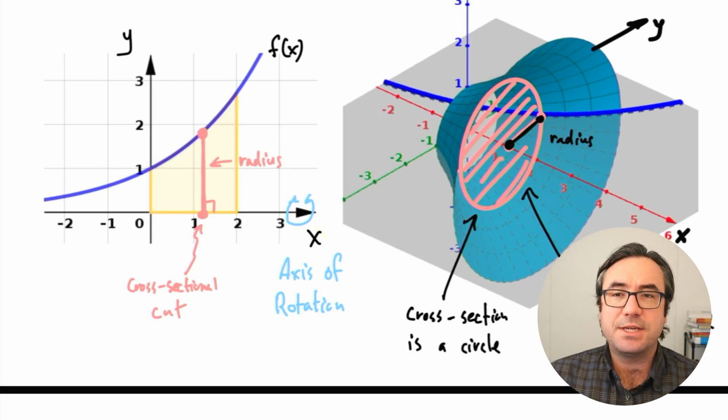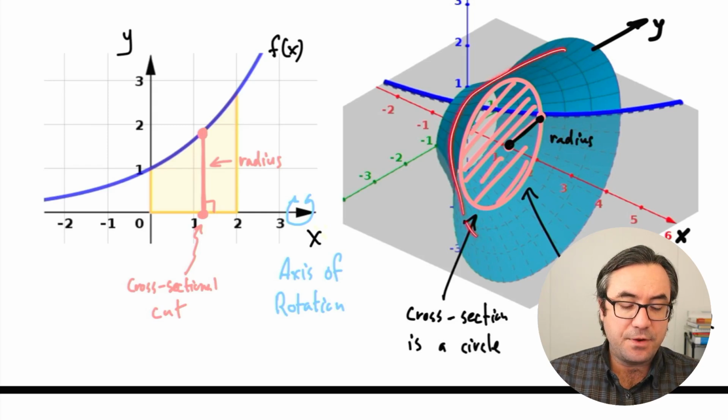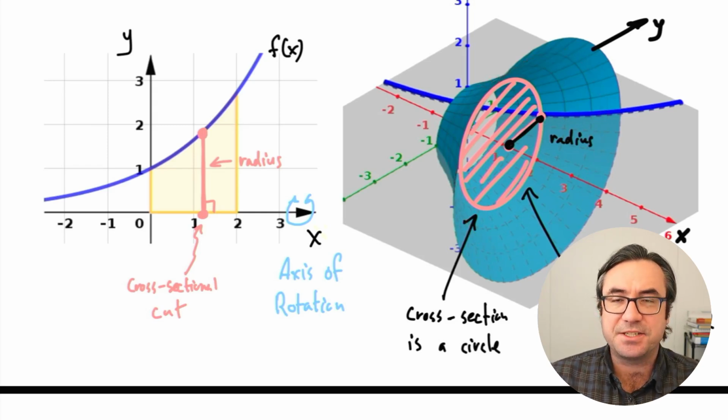And what we're trying to answer is, how do we figure out how much space, the volume, is contained inside that surface? So we have this funnel shape here, and we're trying to figure out how much volume is inside of it.